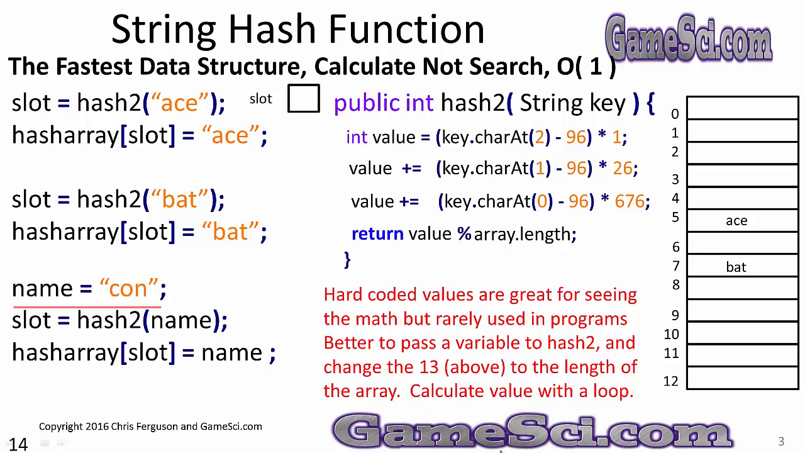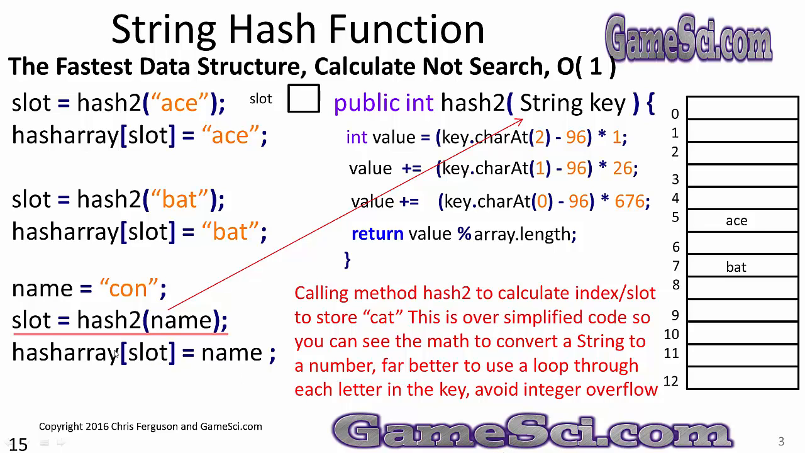Assign name equal to con. So this time, when we do slot equals hash2, we'll pass it a variable rather than a hard-coded value. Slot equals hash2 of name. Much better. We're passing a variable instead of a hard-coded value, calling the method hash2 to calculate the index or slot to store con.